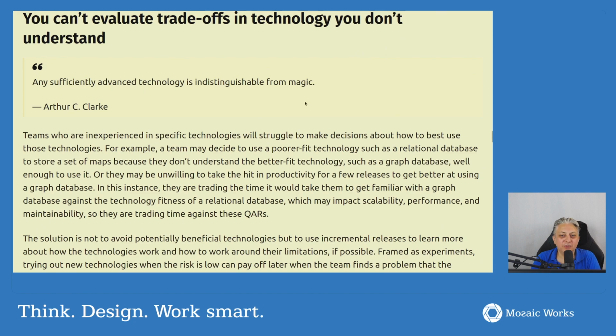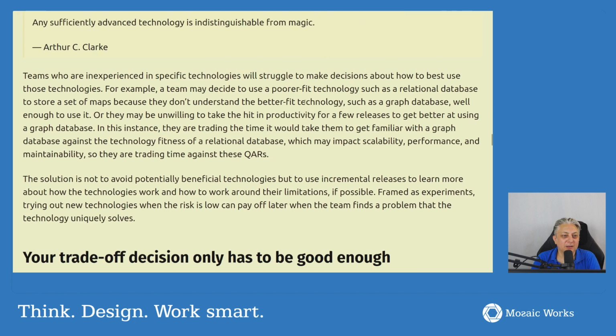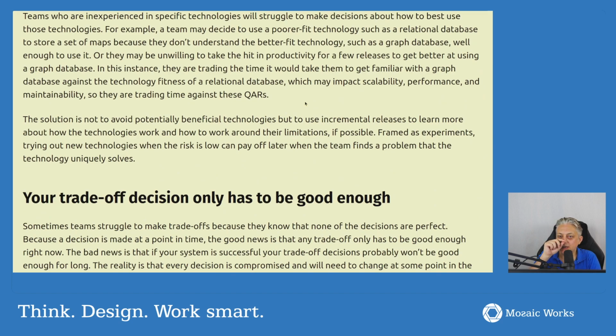You can't evaluate trade-offs in technology you don't understand. Teams who are inexperienced in specific technologies will struggle to make decisions about how to best use those technologies. For example, a team may decide to use a poorer fit technology, such as a relational database, to store a set of maps, because they don't understand the better fit technology, such as a graph database, well enough to use it. Or they may be unwilling to take the hit in productivity for a few releases to get better at using a graph database. In this instance, they are trading the time it would take them to get familiar with the graph database against the technology fitness of a relational database, which may impact scalability, performance, and maintainability, so they are trading time against these QIRs.